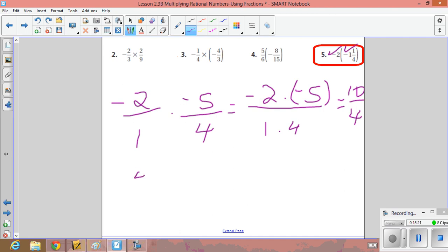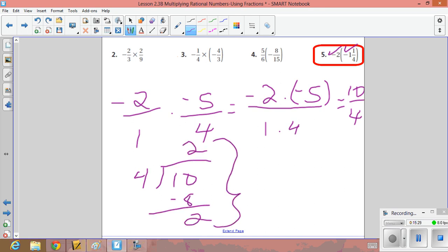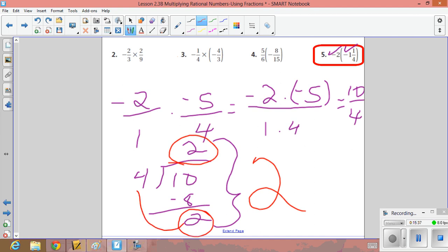Since my signs are both the same, my answer will be positive. And now we reduce. How many times does 4 go into 10? 2 times. And there's 2 left over. So my solution, 4 goes into 10 2 whole times. There's 2 left over out of 4. So 2 2/4. We reduce to 2 1/2.